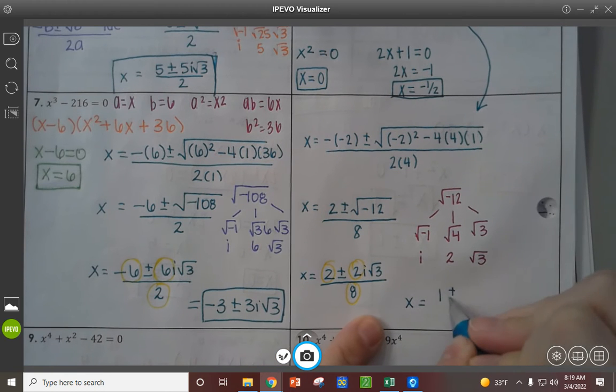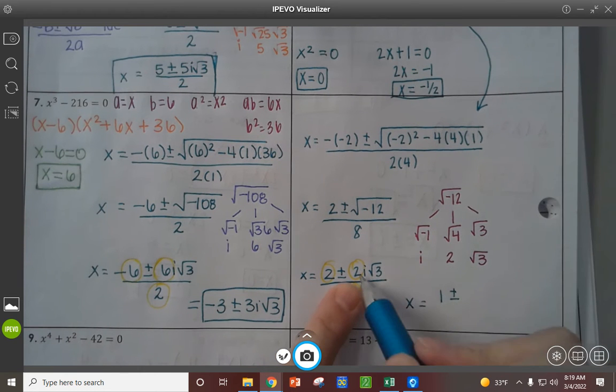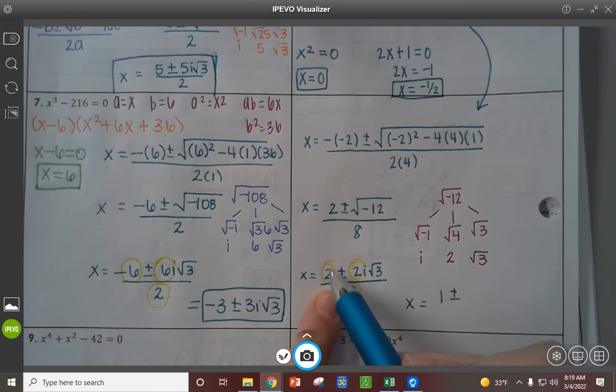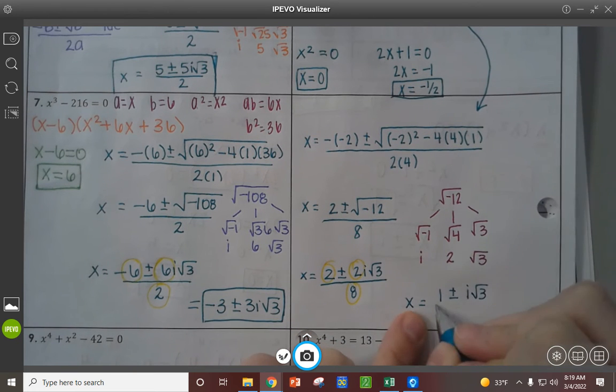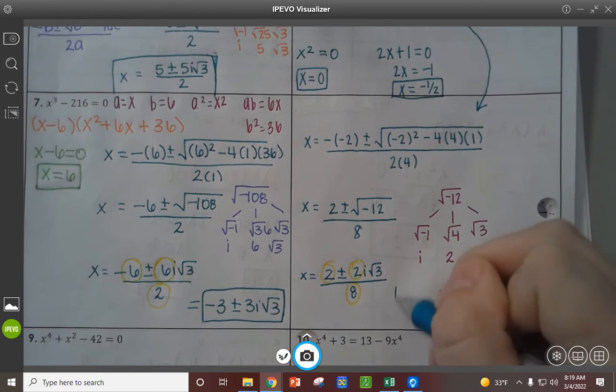It's 1 plus or minus. This one you don't have to put because there's a variable with it. But you can't just turn that into 0. Plus i radical 3 over 4. Shoot.